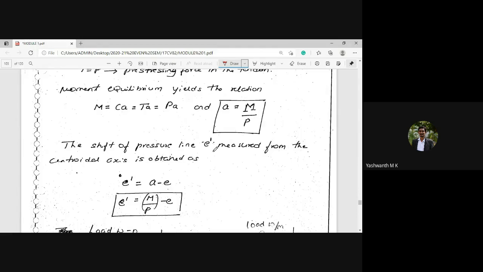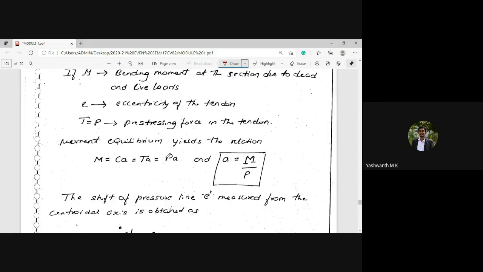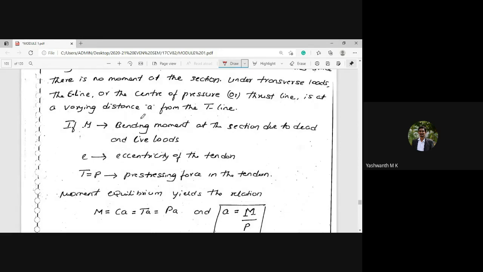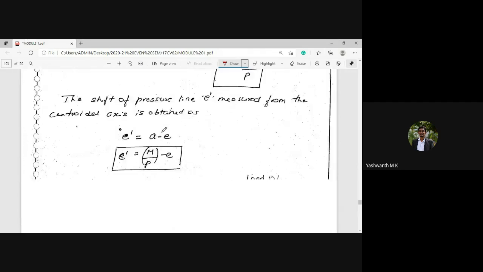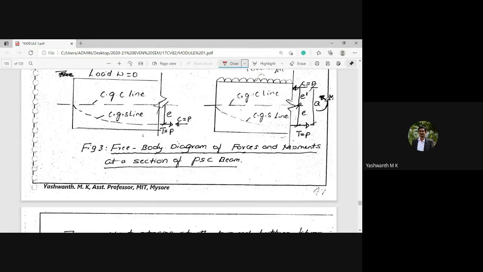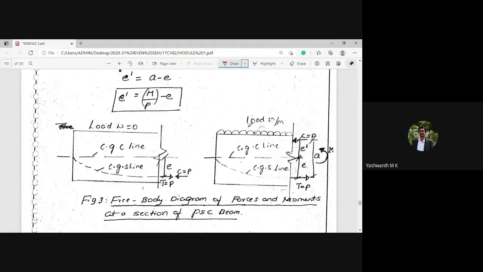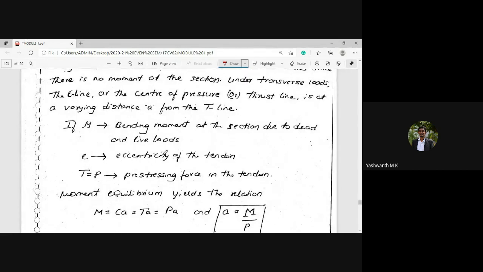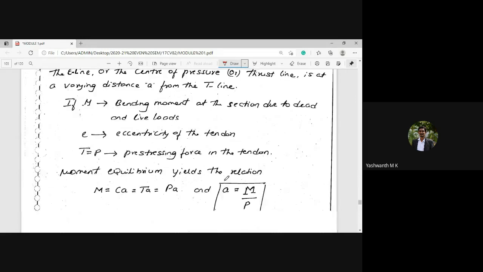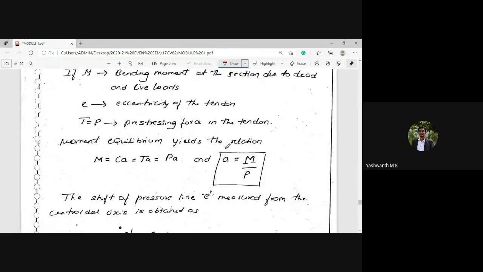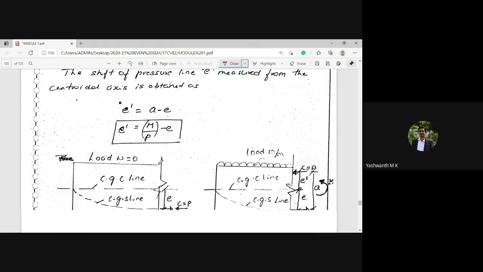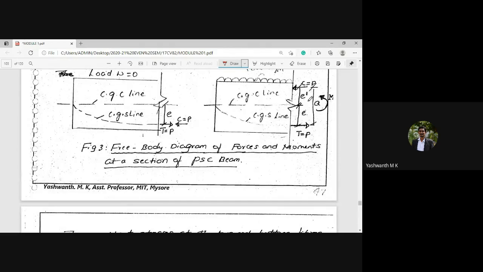So the shift of the pressure line E dash is from the central axis. Now, if M is the bending moment at the section due to dead load and live load, you can see here, this is the moment that will happen due to the dead load and the live load. Next, E is the eccentricity, we already know. T is the pre-stressing force in the tendon, the pre-stressing force that is applied in the tendon. Next, applying the moment equilibrium condition, M is equal to C multiplied by A. Let me take a moment here. M is equal to C multiplied by A.